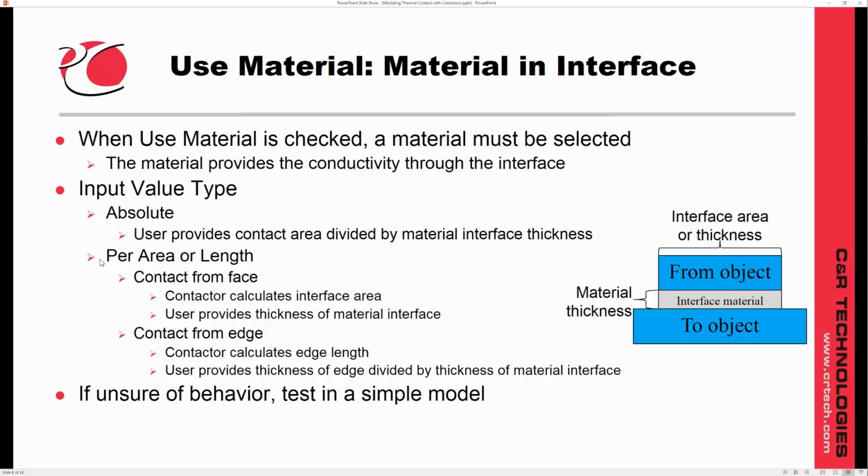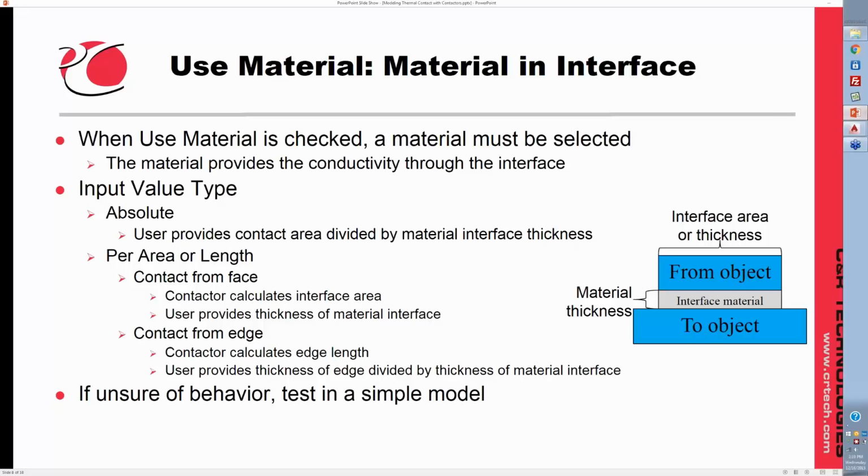If it's a per area or length option, then if you're contacting from a face, the contactor calculates the interface area. So the only thing that's left is the material thickness through the material interface. And you provide that as thickness, so you don't have to take the inverse or anything like that. When contacting from an edge, the contactor calculates the edge length of the contact. So now you have to provide the thickness of the edge divided by the thickness through the material.